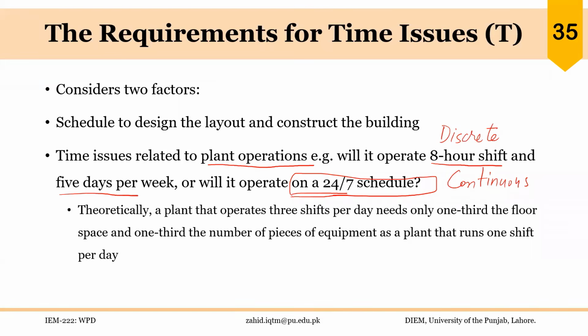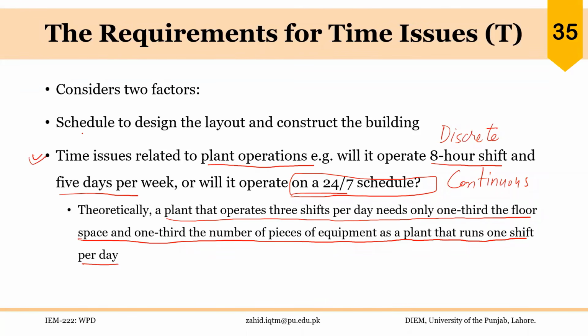But why is this important? This is important because it will help you decide the space requirements. For example, a plant that operates 3 shifts per day needs only 1/3 the floor space and 1/3 the number of pieces of equipment as compared to a plant that runs 1 shift per day. So this is why it is important to decide in general whether you will be operating 1 shift, 2 shifts, or 3 shifts, because that will help you decide the space requirement. So this is one time-related aspect in layout design.